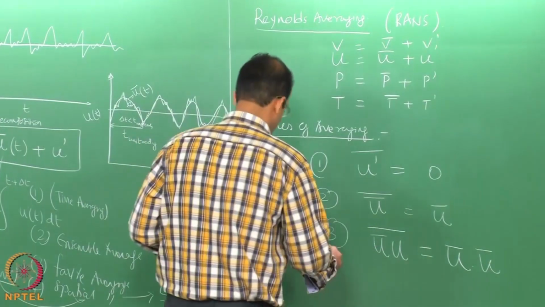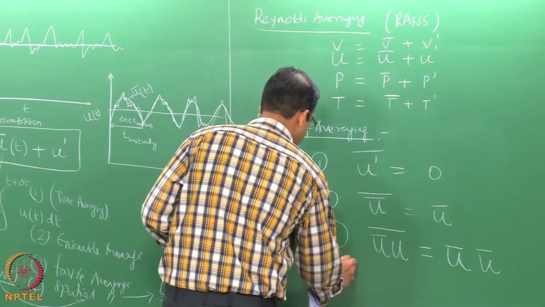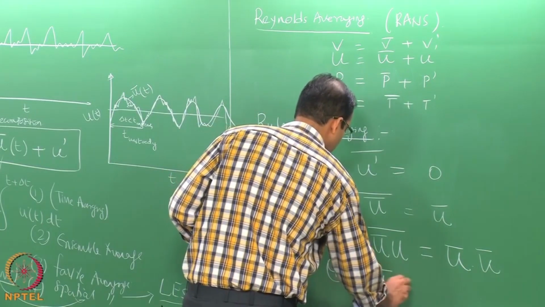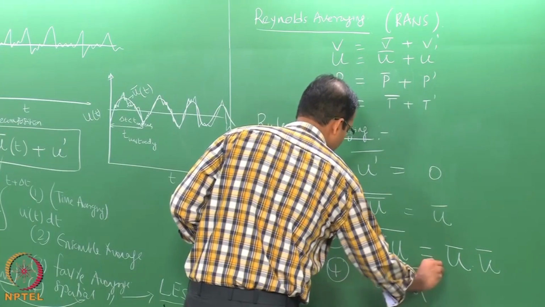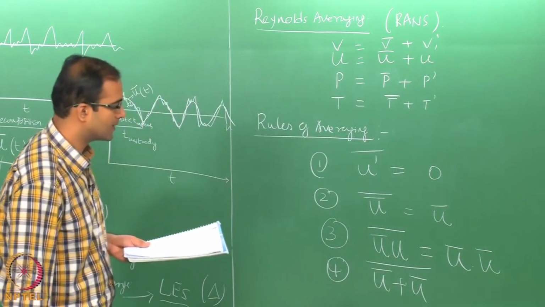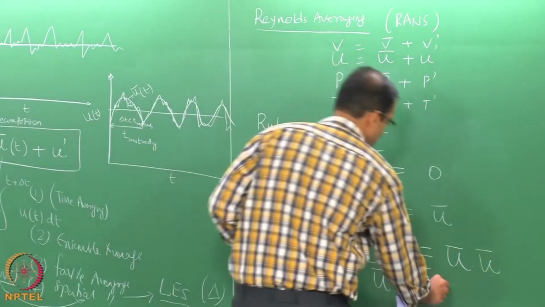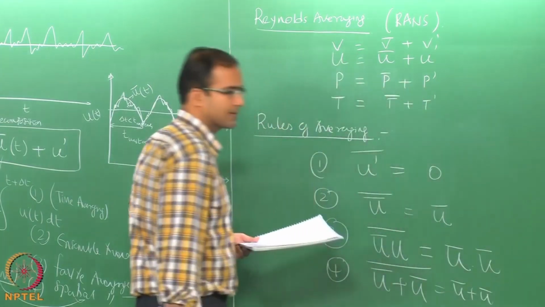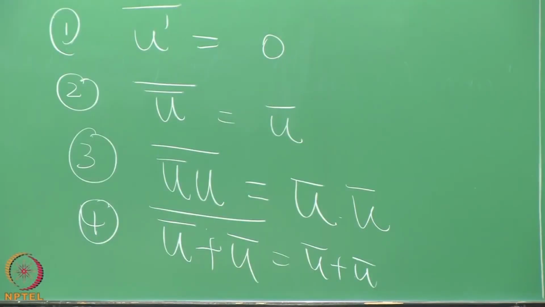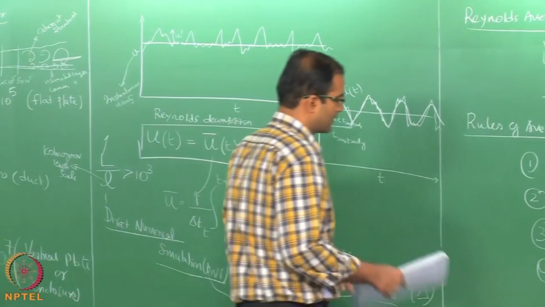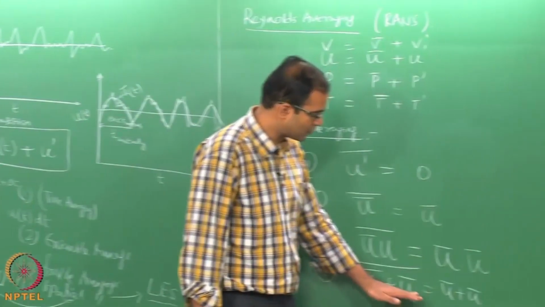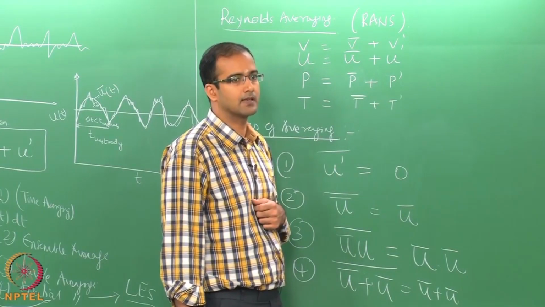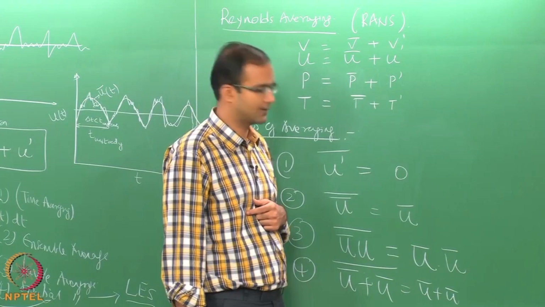The fourth rule is the summation rule, which says that if you have, for example, two mean values, you add them and then you take a mean of that, it is the same as taking the summation of the two means. So, if you take the sum of two means and again take a mean of that, it will be the same as just the sum of the two means independently.